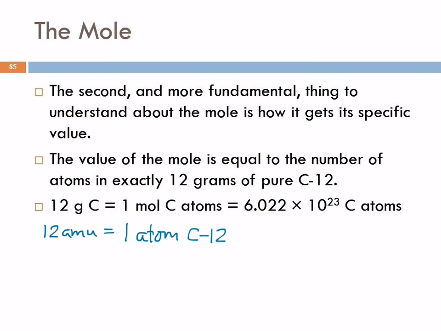And so the numbers on the periodic table, let's look at chlorine, 35.453. That means that 1 atom weighs 35.453 atomic mass units. 1 mole of chlorine weighs 35.453 grams. And so that's how it gets its value.